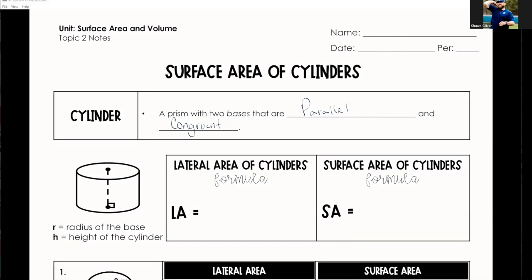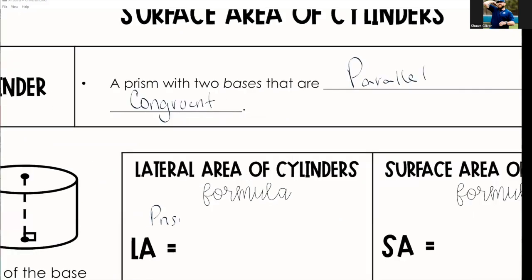The same thing is true for a cylinder, except unlike prisms, where the base could have been a rectangle or a triangle or a hexagon, all the bases of a cylinder will always be a circle. So no matter what, when you have a cylinder, your base is a circle. Looking at our lateral area formula from yesterday for a prism, lateral area was perimeter times prism height. The cool thing about a cylinder is it's the same formula.